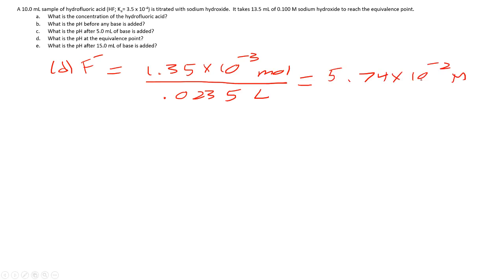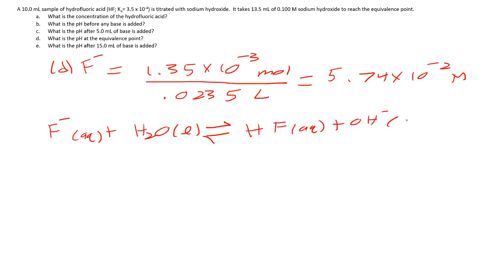So for this problem, we now have a weak base, and we don't have anything else there, so we've got to see how much the weak base turns back into the acid. So we've got to set up a titration, and this is just a weak base problem now, like we did back in chapter 16. So we have the fluoride ion plus water liquid is going to be in equilibrium with HF aqueous plus OH minus.